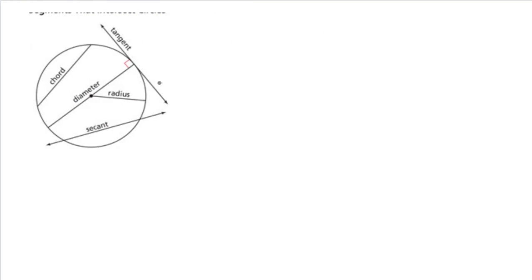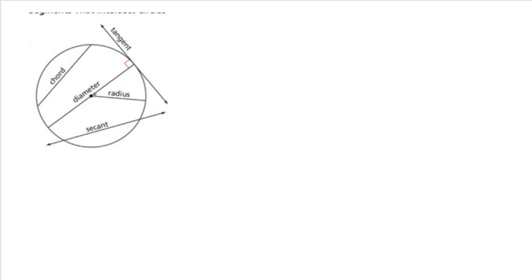So in a circle, there's a bunch of different things that can go through it. If it goes through the perfect center and all the way across, we call that the diameter. If it goes through the perfect center and only to the edge, so it's halfway across, we call that the radius.